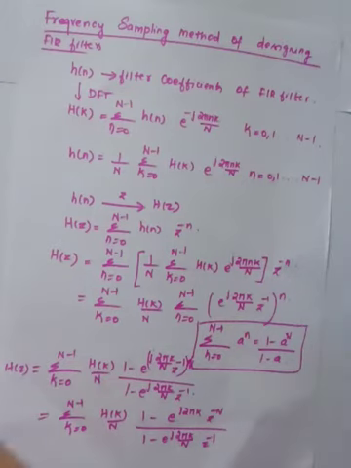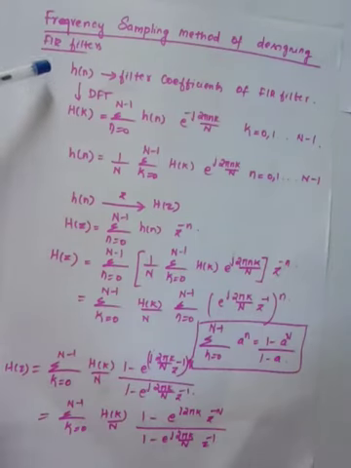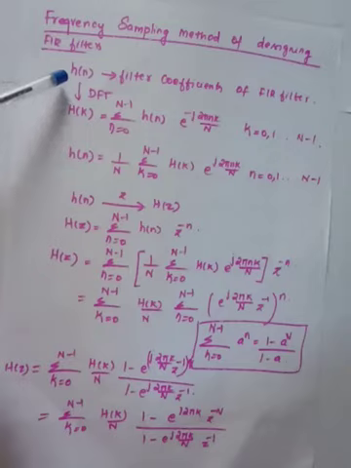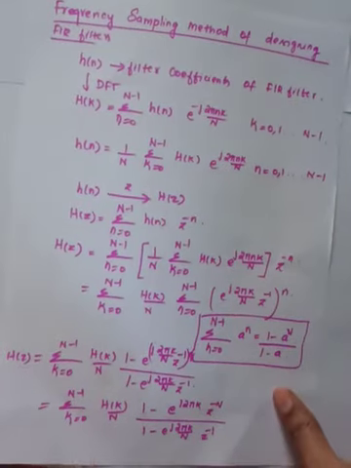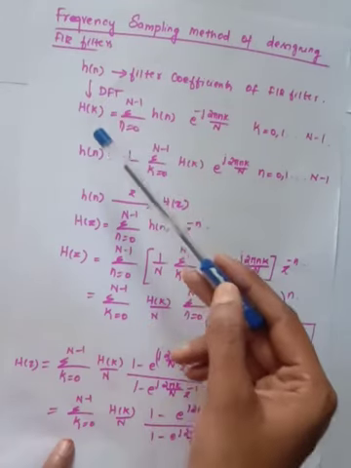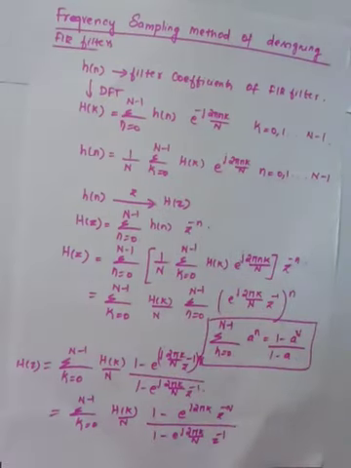So what we actually need to find is the filter coefficient h of n, right? So far we have been finding the filter coefficient h of n, and then from the filter coefficient we find the transfer function of the filter. Similarly here, we are going to find the filter coefficient h of n. From h of n we are going to find h of z, then from h of z we are going to find the filter response.